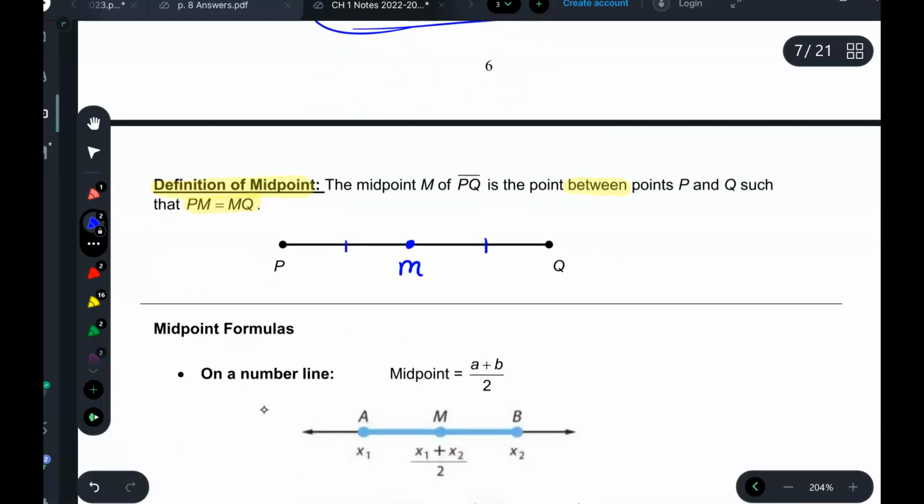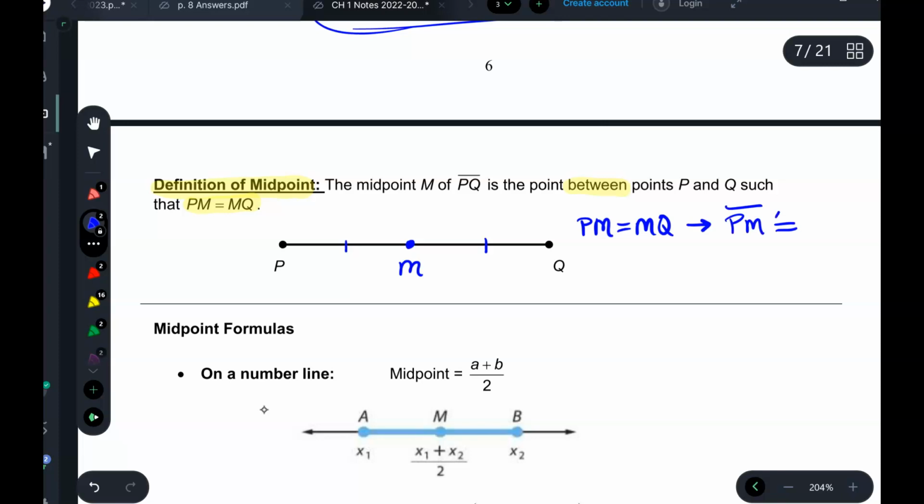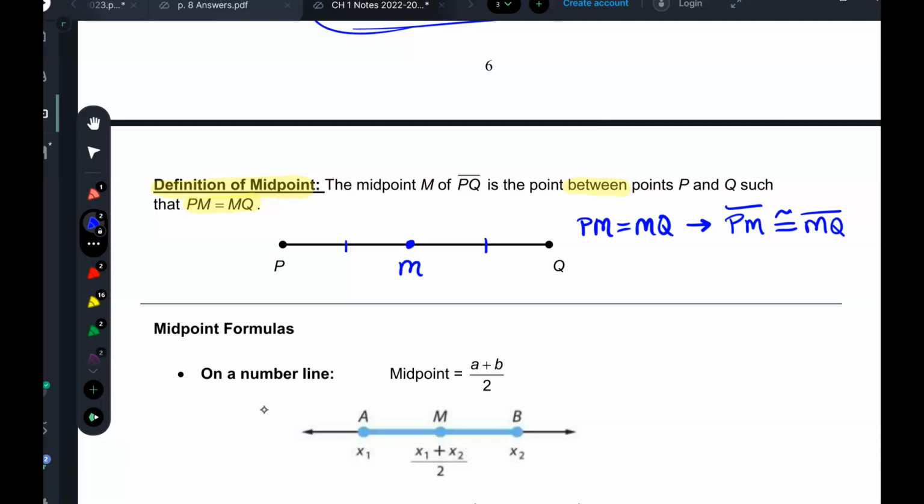Now, if they're equal, does that mean they're also going to be congruent? Remember, I asked if they're equal. This implies, you can use an arrow for the word implies, that's an actual math symbol, and we say PM is congruent to MQ. We'll get used to that congruent sign.